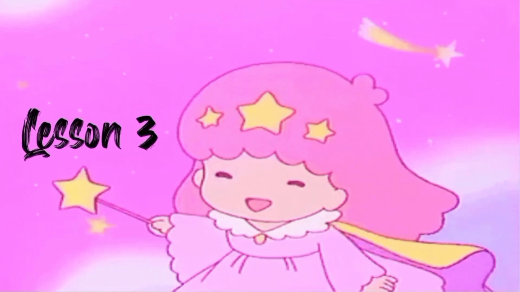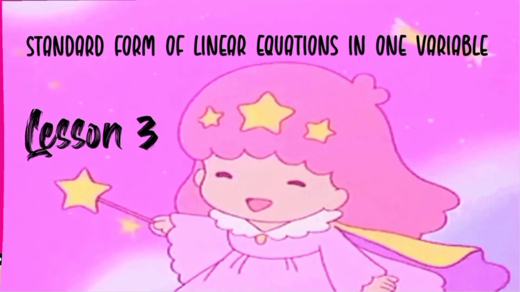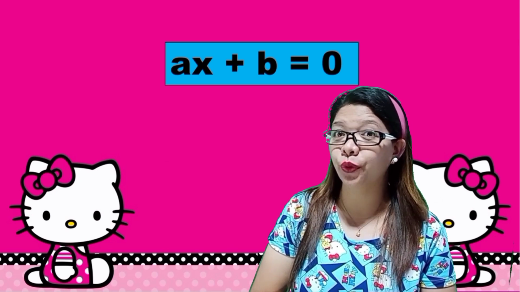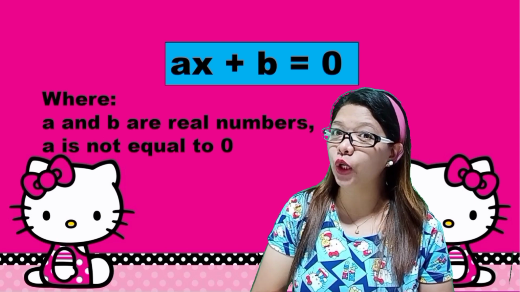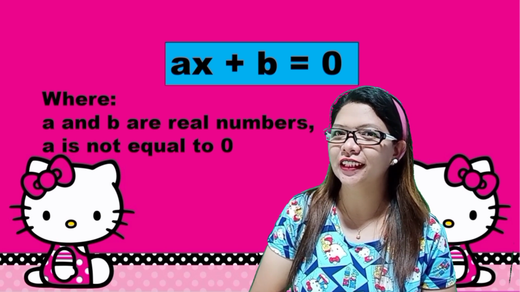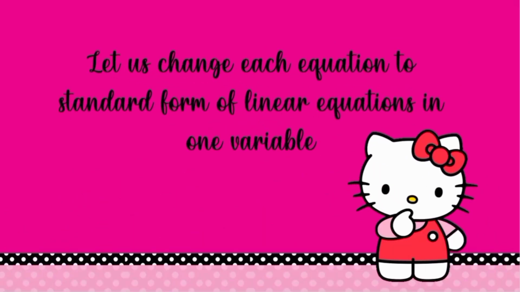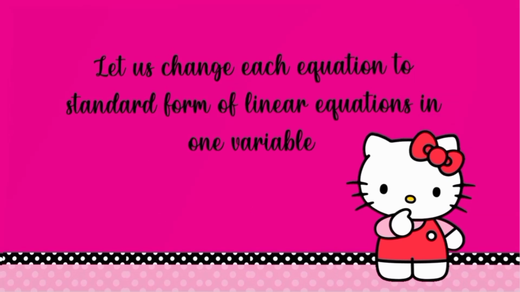Lesson number 3. Standard form of linear equations in one variable. The standard form of a linear equation is ax plus b is equal to 0, where a and b are real numbers, a is not equal to 0. Let us change each equation to standard form of linear equations in one variable.